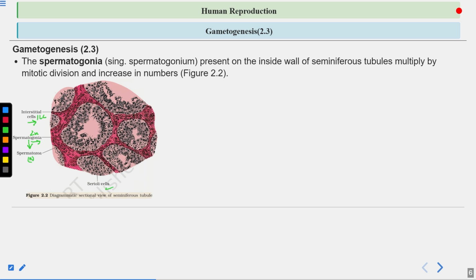Then you can see these are the Sertoli cells. They provide nourishment to these germ cells, spermatogonia, and they also provide nourishment to the spermatozoa. So we'll talk about this when we talk about the sperm, at the end of the spermatogenesis. The sperm head is embedded in the Sertoli cells, and sperm also attains nutrition from the Sertoli cells. So that's why the nucleus of the Sertoli cells is big also.